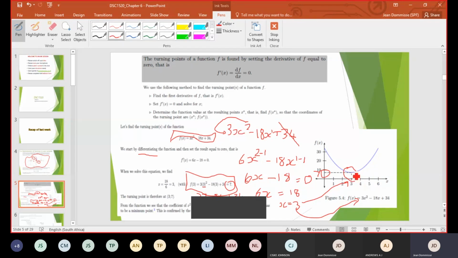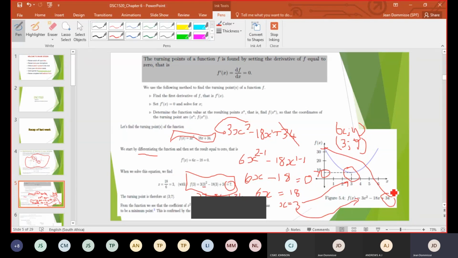So your turning point, if we need to write it, is always your x first. So your turning point is always written as xy. So we have x is equal to 3 and y is equal to 7. If I ask you what is that value where the line cuts the y-intercept, that value is basically that. So that is where your y-intercept of the parabola is 34.